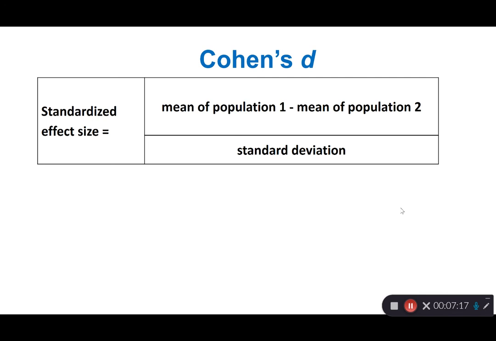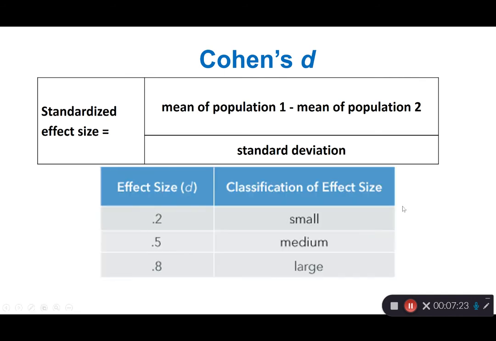Cohen also gave us some sense of how to interpret this ratio. And he says if the effect size is a 0.2, it should be considered a small effect. 0.8 would be a large effect. Anything in the middle would be a medium effect. And that's an important thing to consider. He gives us how to judge it. Just because something's statistically significant doesn't mean it is going to be meaningful.